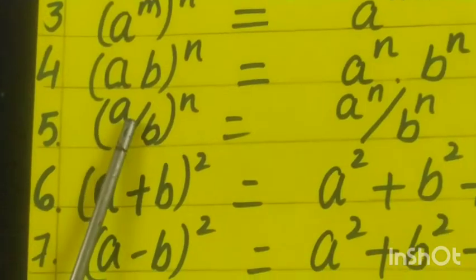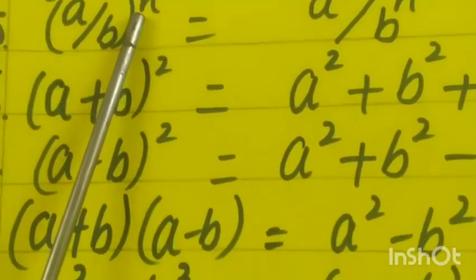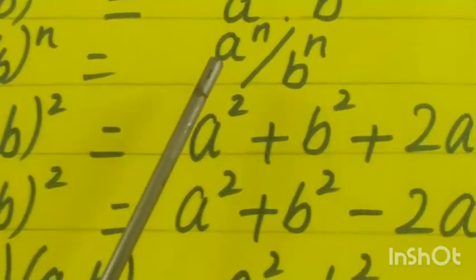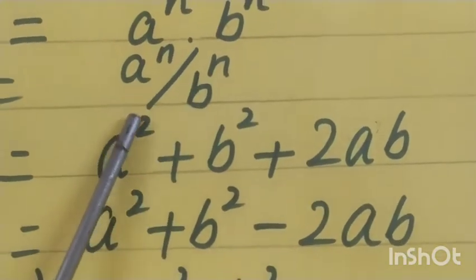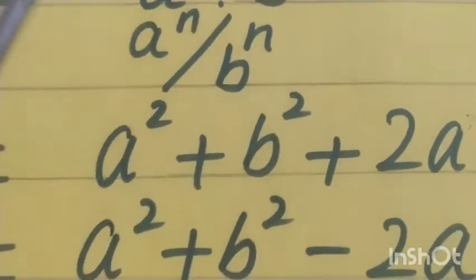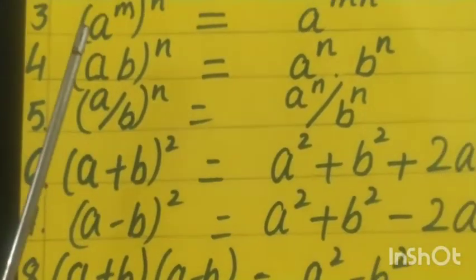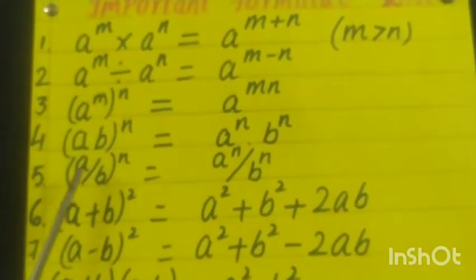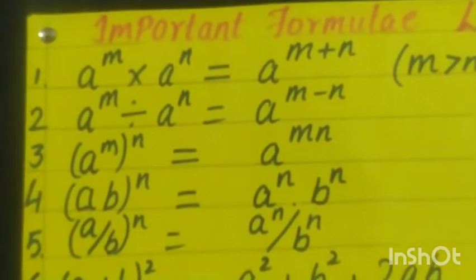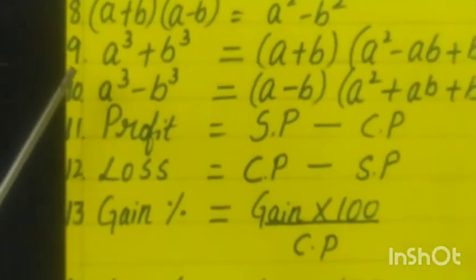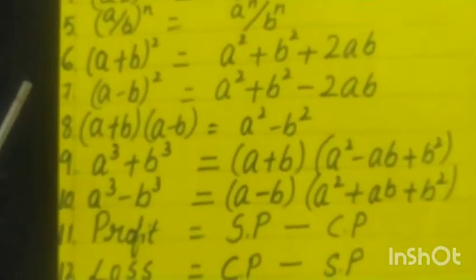Next, a divided by b whole thing to the power of n is equal to a to the power of n divided by b to the power of n. So till here I have listed the important exponential laws. Now from 6 to 10 I have listed the algebraic identities. So let us recall them again.